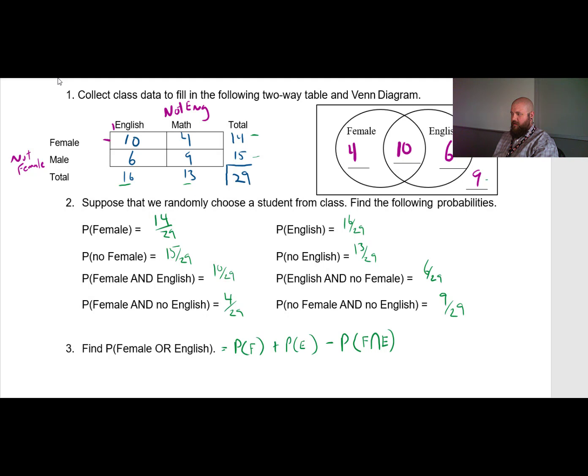Okay? Now we've got all these probabilities right here in front of us. We just did all the different probabilities to make this equation pretty easily solved. So the probability of being female, well, we got 14 over 29. Then we're going to add the probability of English. So the probability of English is 16 over 29.